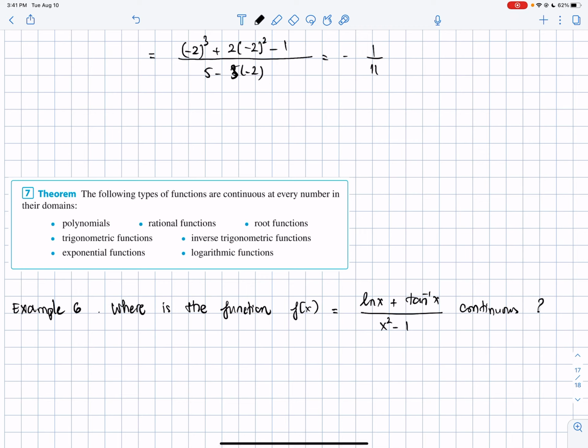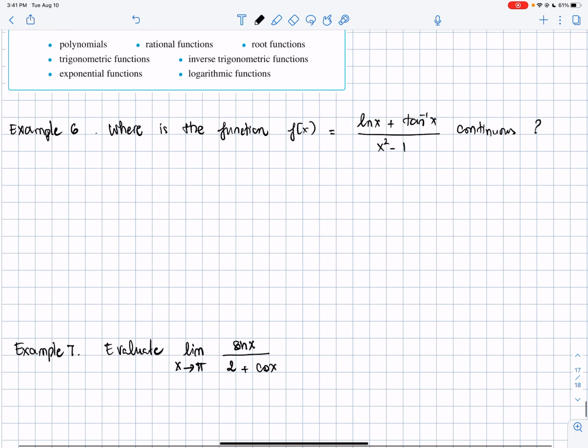Theorem number 7. The following types of functions are continuous at every number in their domain. We have polynomials, rational functions, root functions, trigonometric functions, inverse trigonometric functions, exponential functions, and log functions.